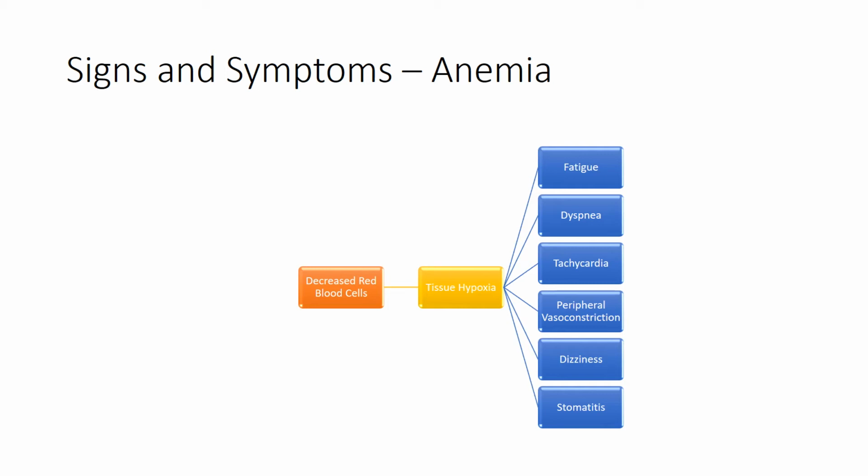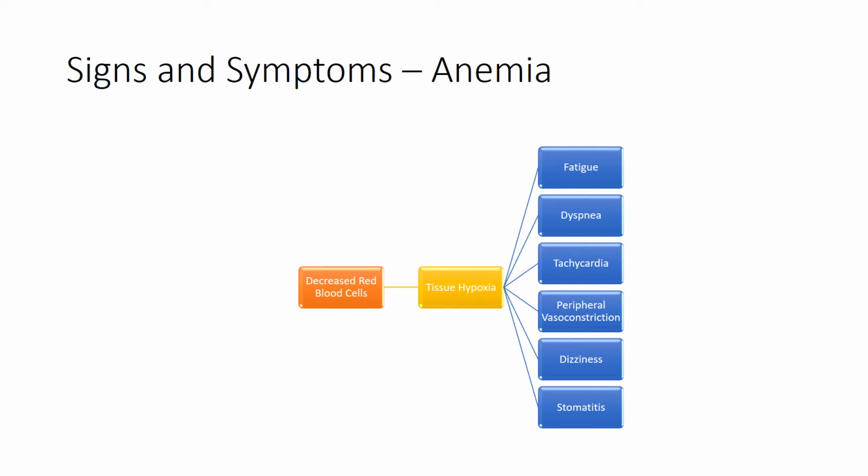The heart rate increases in an effort to circulate the blood more frequently, so there's an increased cardiac output, and better oxygenation of tissues, and there is also peripheral vasoconstriction. This causes pallor of the skin and the mucous membranes, as well as the nail beds. Stomatitis, ulcerations of the mouth, may also be present, and hypoxia in the brain can cause headaches and dizziness.